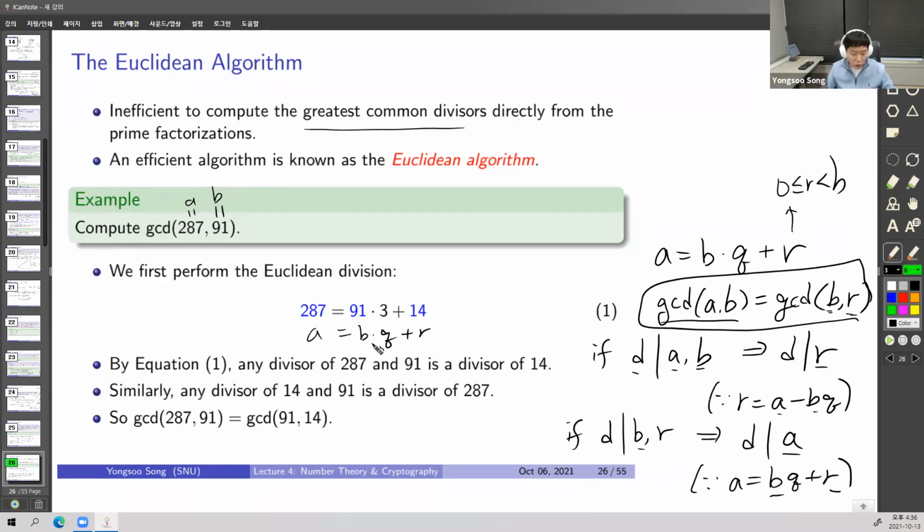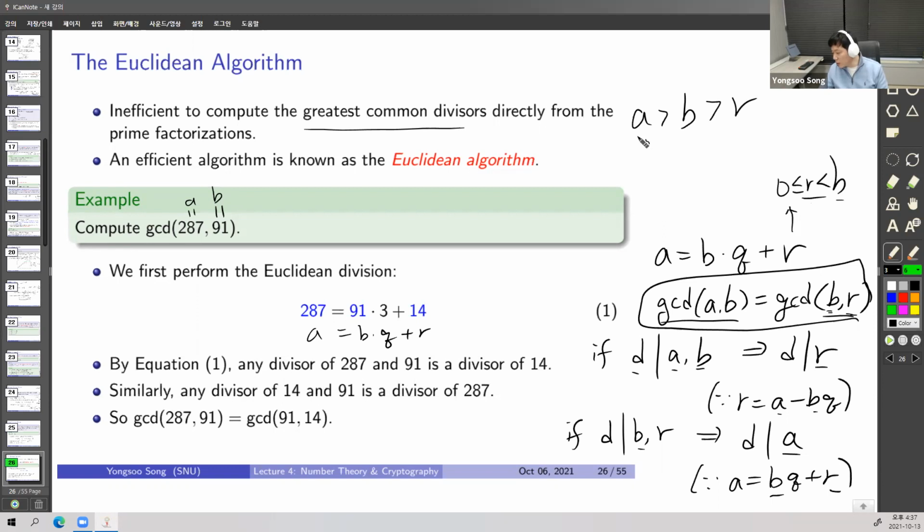And one good property about this Euclidean division is that, as you saw, R is less than B. So the size of this input integer is decreasing. When you usually divide A by B, we are implicitly assuming that A is greater than B. Otherwise, there's no point of dividing A by B. So we are having this kind of relation.